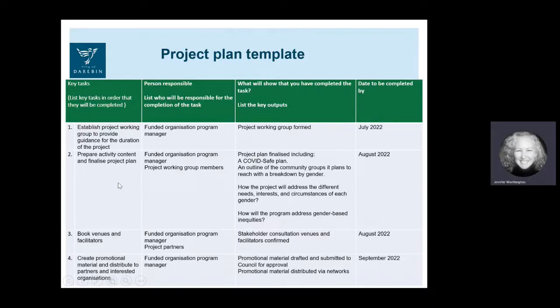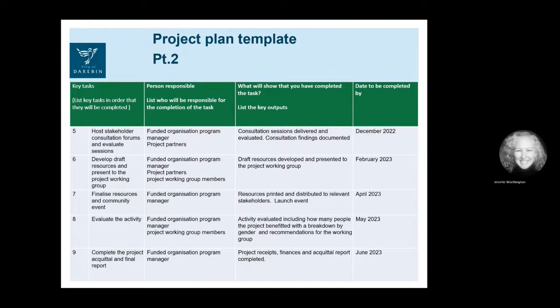You'll need your working group to create a project plan and agree on it. You might need to book venues and facilitators. You'll need to create maybe some promotional material for how you're going to advertise the event. You also might want to have some surveys or consultations with the group about how the activity is going to start and finish. You also probably need to develop some resources for the event, of course.